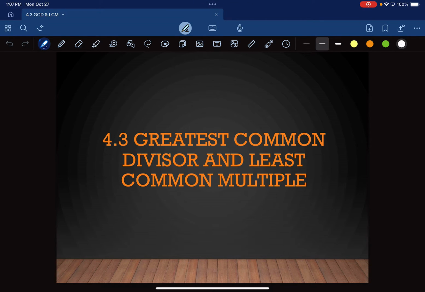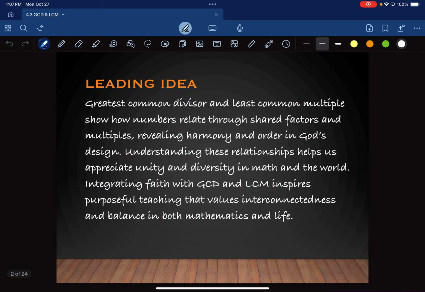All right, section 4.3, we're going to be taking a look at greatest common divisors and least common multiples. In particular, today we're going to at least hope to get through the greatest common divisor part of it, and then on Wednesday we'll come back and do the least common multiple part. Sound good? All right, so our leading idea is the following.